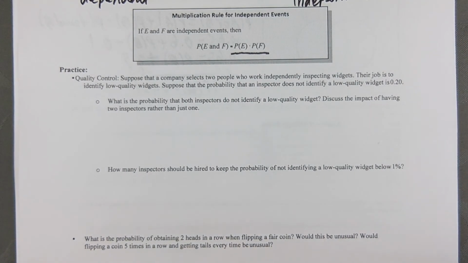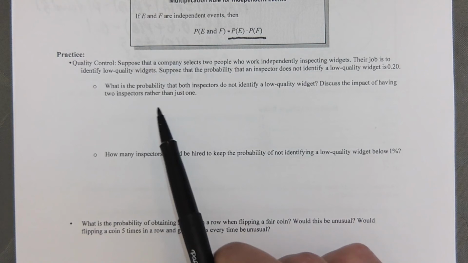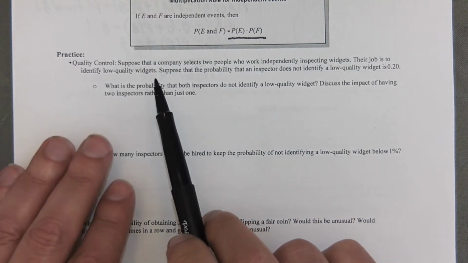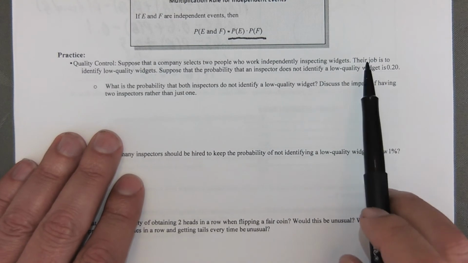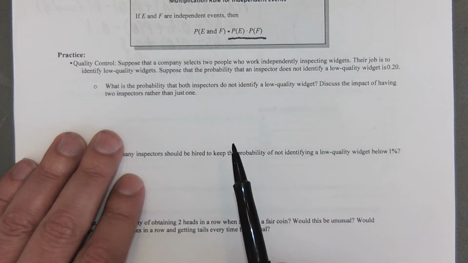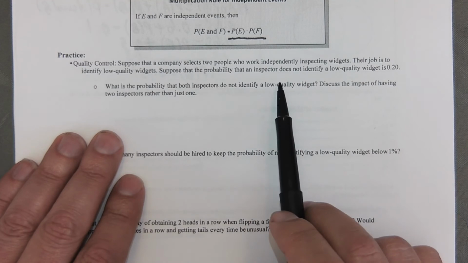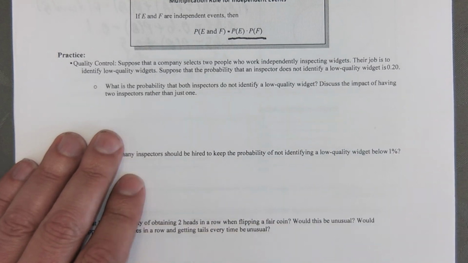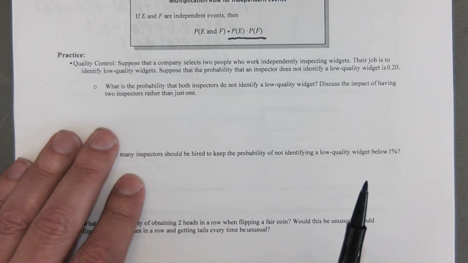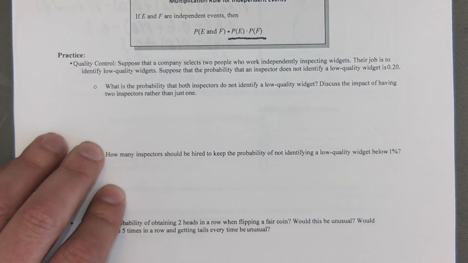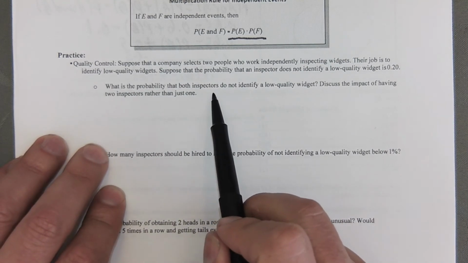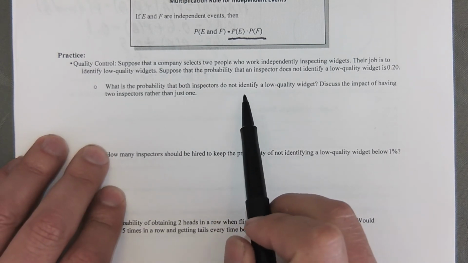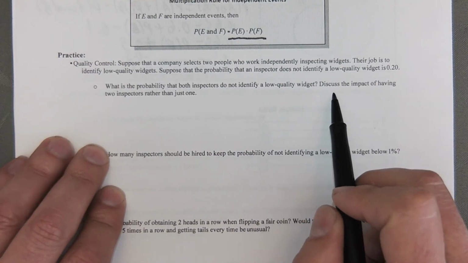This is very applicable. So here we're going to have a few scenarios, and one of them is that we have a company where two people work independently inspecting widgets. Their job is to identify the low-quality widgets. The probability that an inspector does not identify a low-quality widget is 20%, or 0.2 probability. So the question becomes, what is the probability that both inspectors do not identify a low-quality widget? And what this would mean.